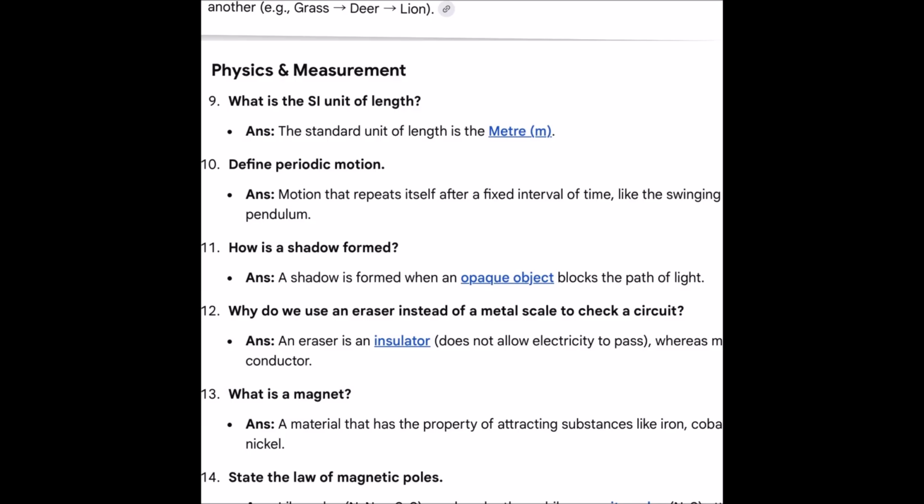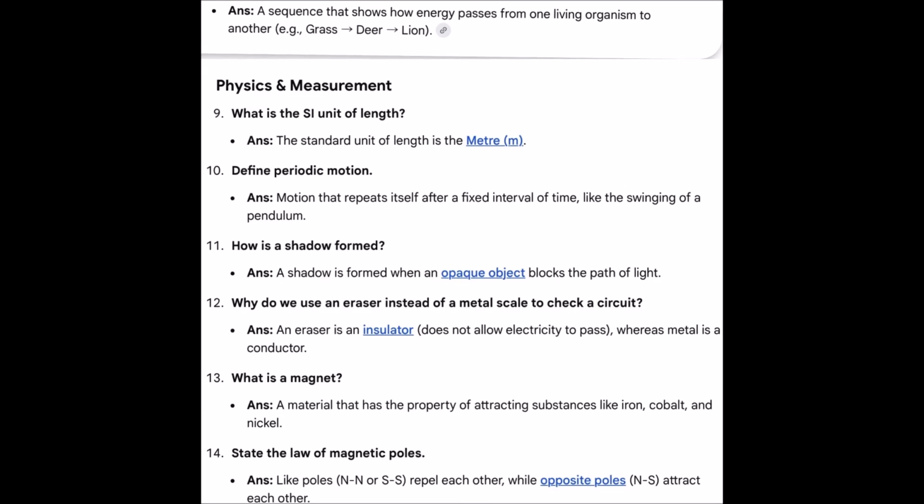Next question is question 12, which is, why do we use an eraser instead of a metal scale to check a circuit? So the answer is, an eraser is an insulator that does not allow electricity to pass through it, whereas a metal is a conductor. That's why we use an eraser, to prevent getting an electric shock.